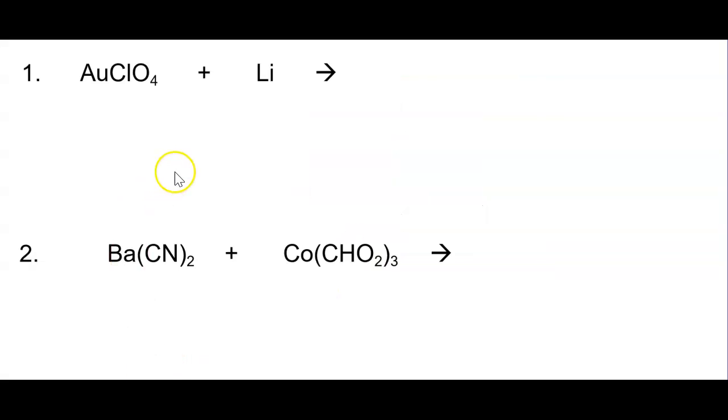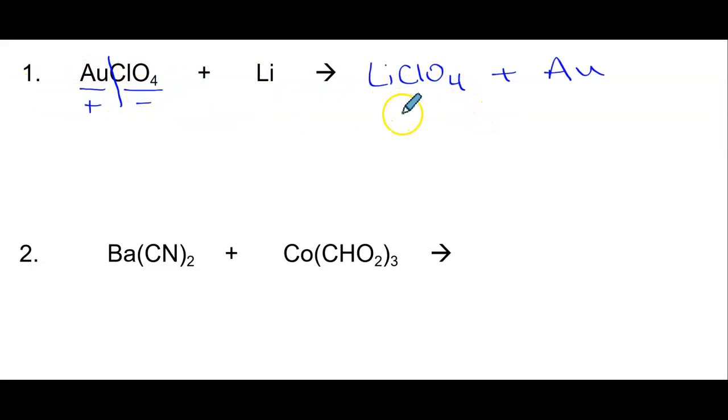So then on this side, because lithium is higher than gold, lithium is going to go where gold was, and gold will be kicked out. So remember that there's two parts here, this part and this part. You can think of this as the positive side and the negative side, right? So lithium goes and replaces the positive side.